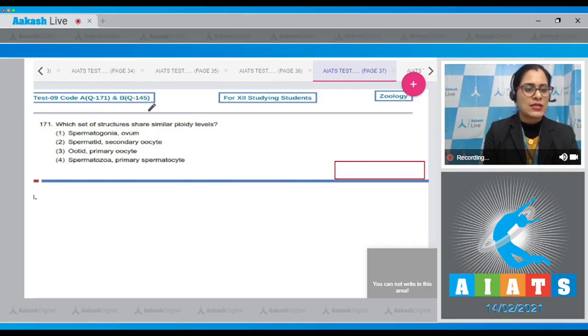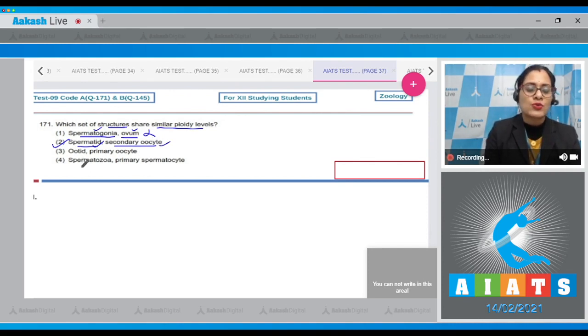Question number 171. Which set of structures share similar ploidy levels? In the very first option, the structures are spermatogonium and ovum, and this is an incorrect option because spermatogonium is diploid whereas ovum is haploid. In the second option, the structures are spermatid and secondary oocyte, and this is a correct answer to our question because both spermatid and secondary oocyte are haploid structures.